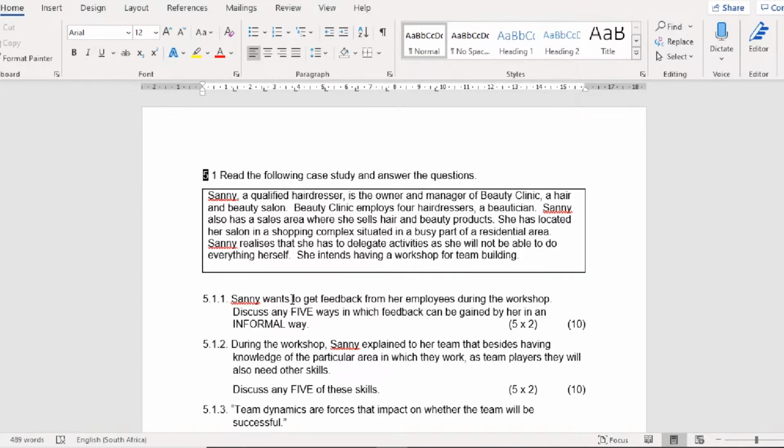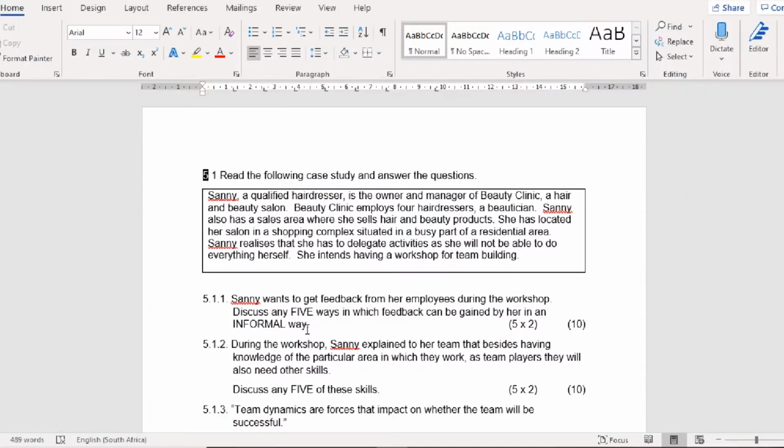The case study says, Sunny, a qualified hairdresser, is the owner and the manager of Beauty Clinic, a hair and beauty salon. Beauty Clinic employs 4 hairdressers, a beautician. Sunny also has a sales area where she sells hair and beauty products. She located the hair salon in a shopping complex situated in a busy part of a residential area. Sunny realizes that she has to delegate activities as she will not be able to do everything herself. She intends having a workshop for team building.